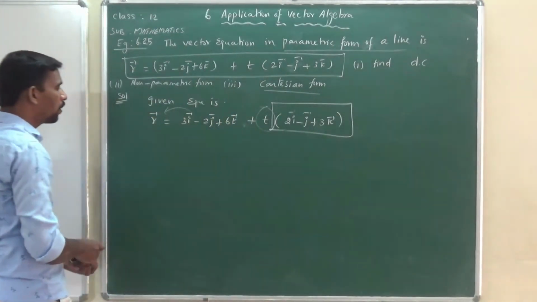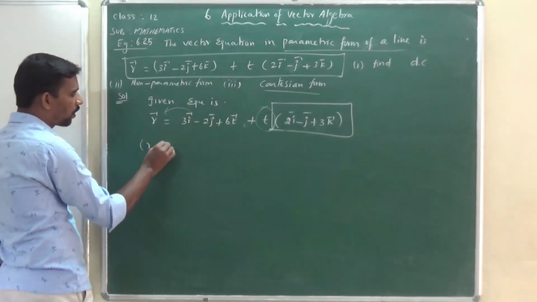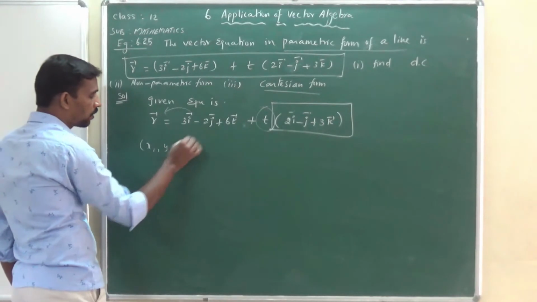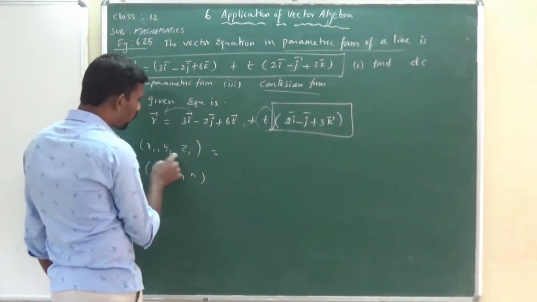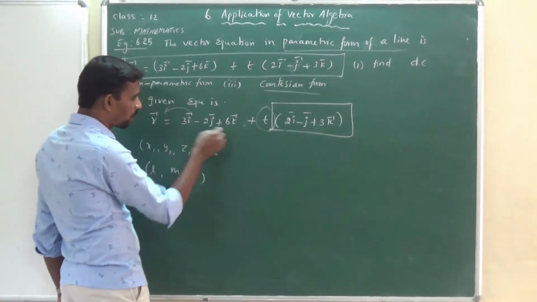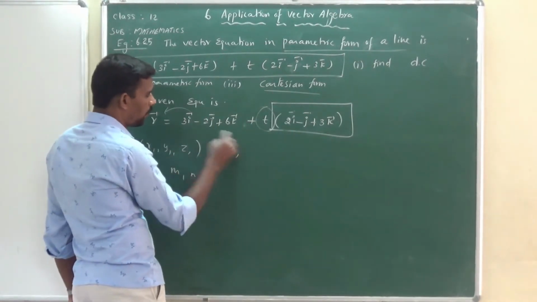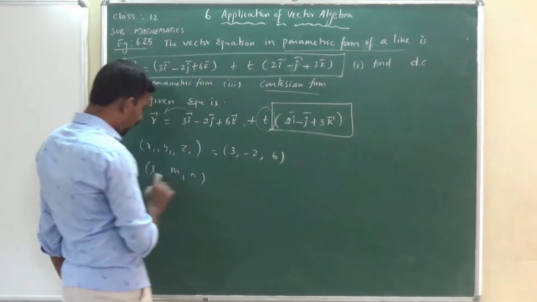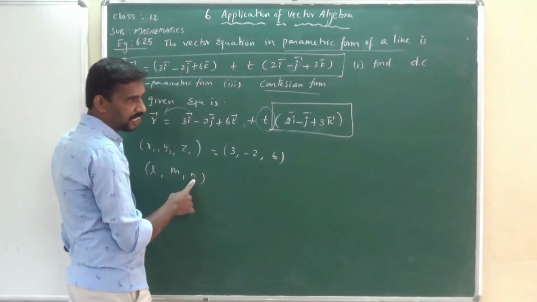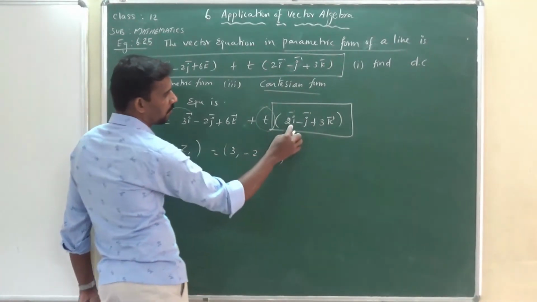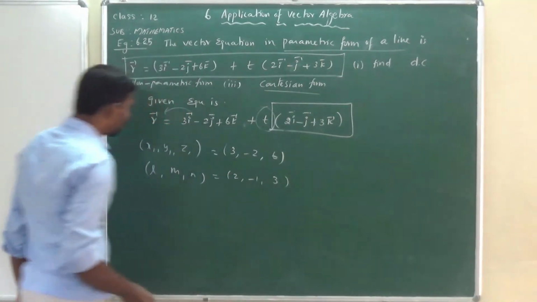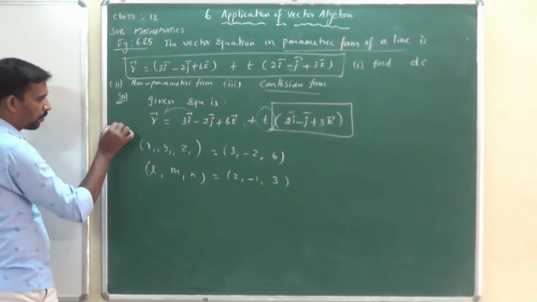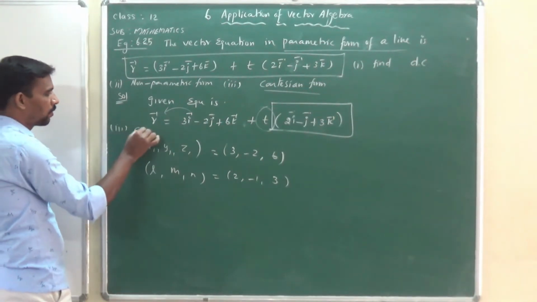For the Cartesian form, we have to pick up x1, y1, z1 and l, m, n first. The point x1, y1, z1 gives the components 3, minus 2, and 6. L, m, n are the direction ratios, that means parallel vectors. We choose the components 2, minus 1, 3. Now, the Cartesian form, you know, so put it in here.